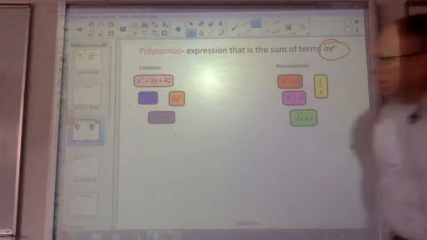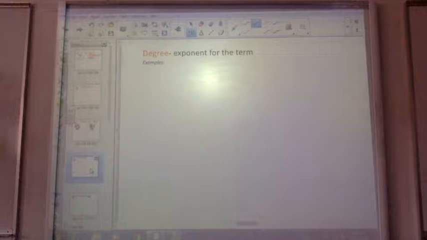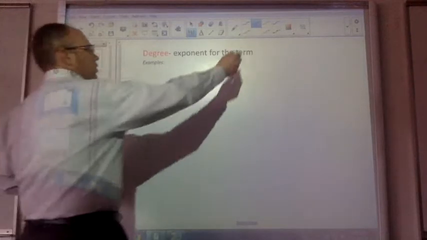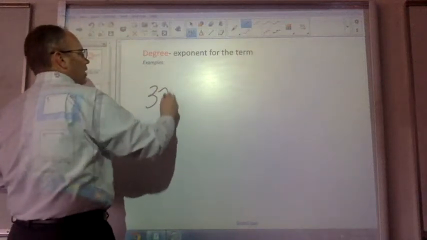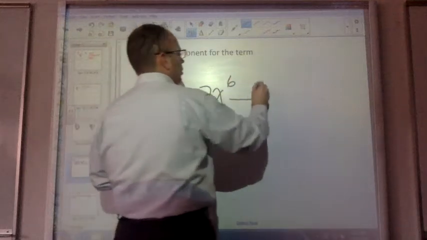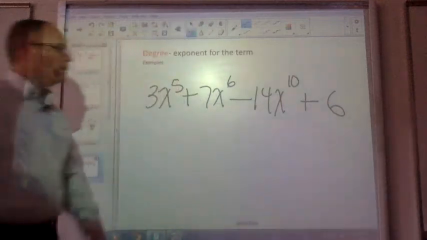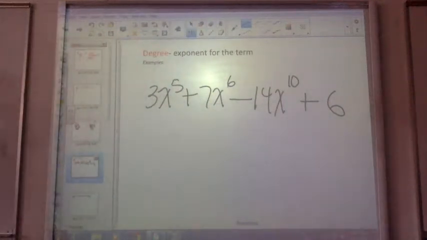Okay? I think this next one will clear up a little bit more. Okay, a degree, the exponent term. Okay, so when you have a whole string of exponents, called a polynomial, your highest exponent is the degree, and it does not matter what order it's written in. So let's say we had 3x to the 5th plus 7x to the 6th minus 14x to the 10th plus 6. Okay? Don't let the exponents fear you.